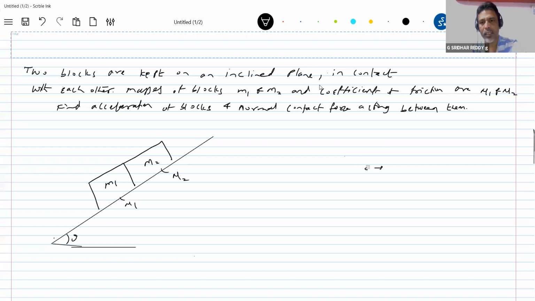Okay, now the question: two blocks are kept on an inclined plane in contact with each other. The masses of the blocks are M1 and M2 and the coefficients of friction are mu1 and mu2 respectively. Find the acceleration of the blocks and the normal contact force acting between them. Here we put a condition, tan theta greater than mu1 and mu2. Then only they can slide. Now we can talk about the acceleration. So let me write a basic condition, tan theta.